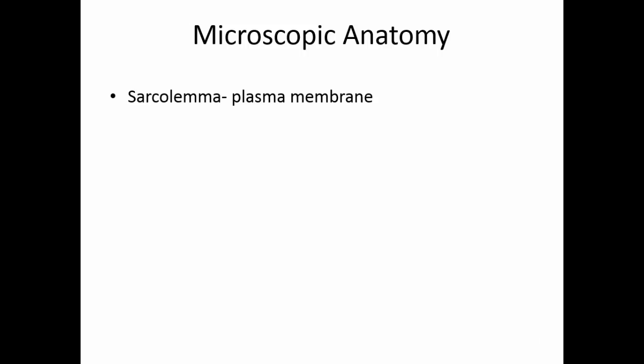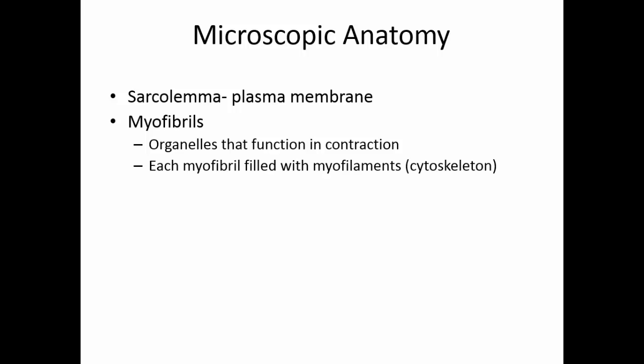In order to understand how muscle cells work, we're going to have to look at the microscopic anatomy. Here is another name change. The plasmalemma is going to be called the sarcolemma. Myofibrils are the organelles that are in the muscle fibers that function in contraction. Each myofibril is filled with myofilaments. These myofilaments are cytoskeletal structures. The myofilaments within the myofibril overlap, and that's what makes the striations. Sometimes we have all of the myofilaments together in one spot, and that makes a darker looking line.